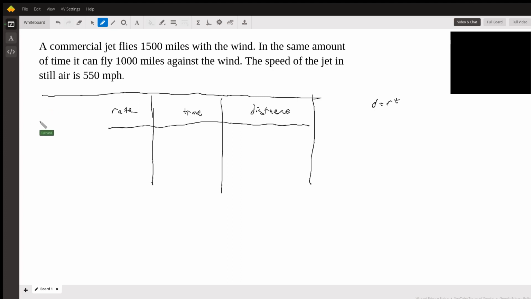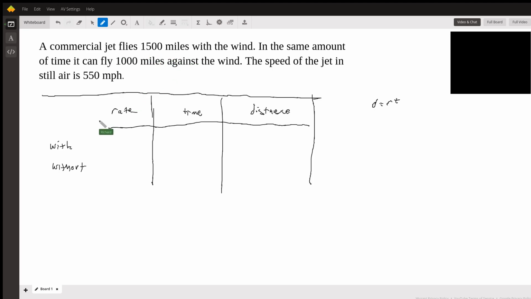So we have two situations. The jet is either flying with the wind or it's flying without the wind. And once you have this structure, this is a fairly easy problem to do. What you do actually is you just read very carefully and just start filling in the tables.